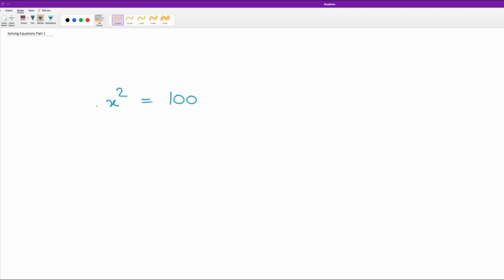The opposite of squared is to square root, and I do that on both sides. That way, the square root and the square will cancel, leaving x by itself, and on the other side we would have the square root of 100, and x equals 10.